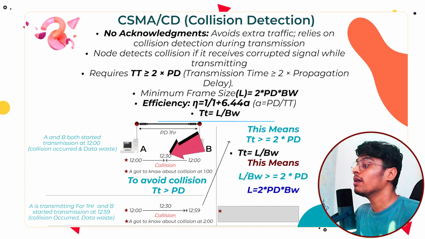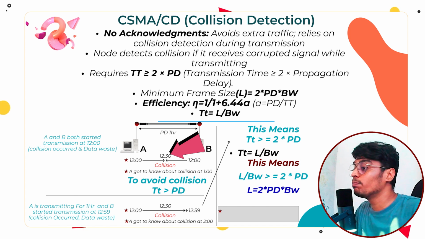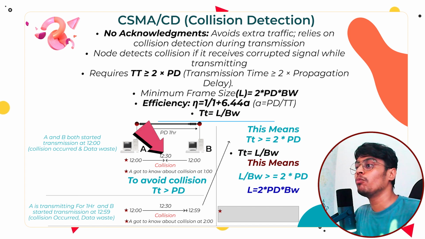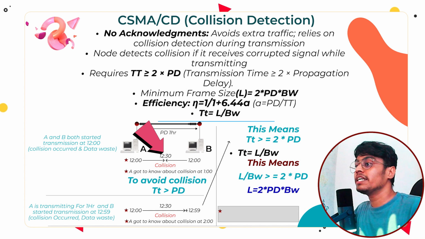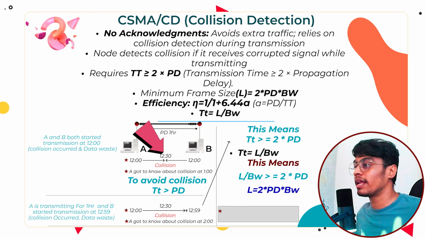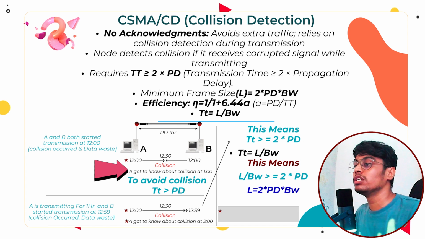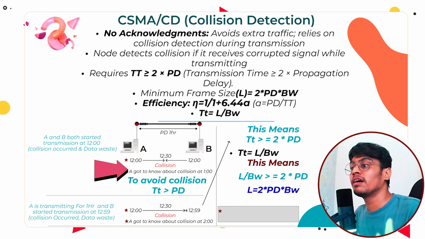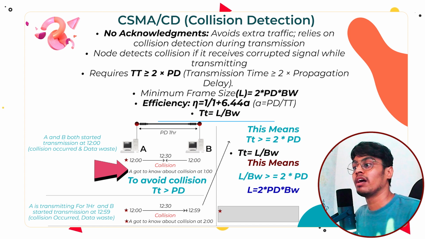Now what will happen? After exactly half an hour, both of their data will collide. When both data packets collide, corrupted data with a new frequency pattern, which is useless, will propagate in both directions. Okay, but when will that collision signal reach A? When the collision occurs at 12:30 p.m., the collision signal will reach A after another half an hour. So at 1 p.m. both A and B will receive the collision signal.